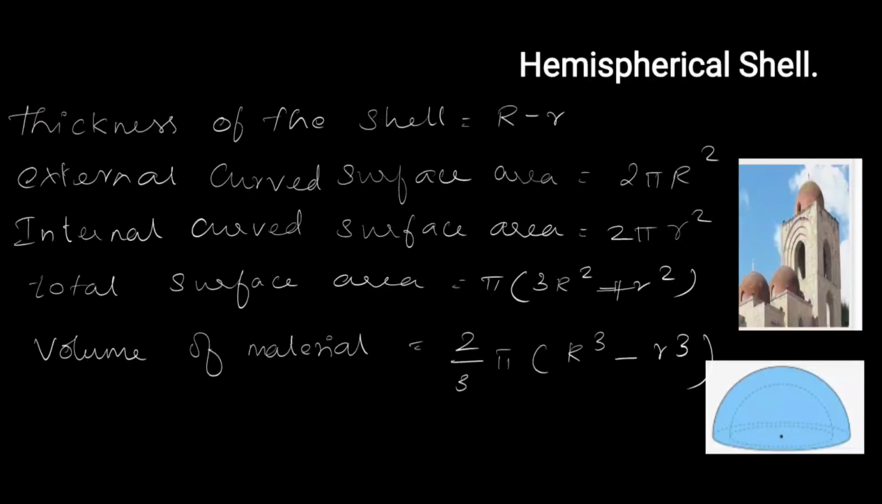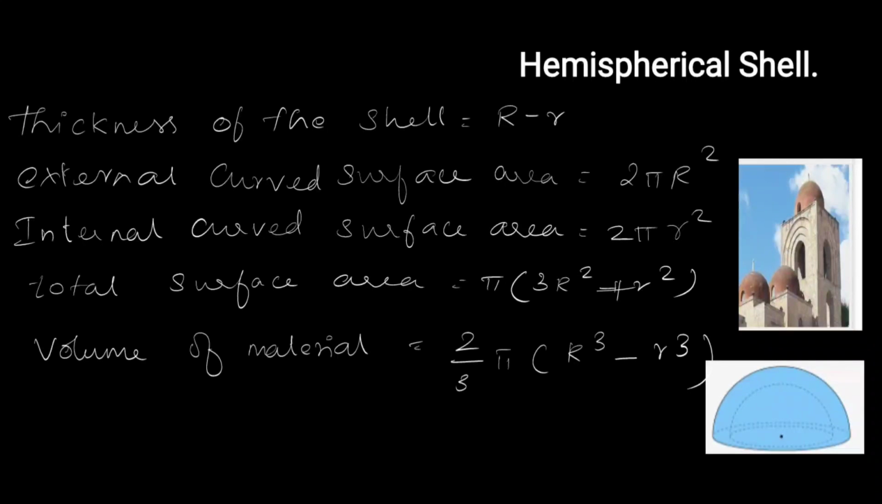Okay. Next, total surface area. Now, the total surface area is the addition of both the outer part and the inner part. Total surface area is equal to 3 pi capital R square plus 3 pi small r square. So this is the total surface area. It also has square units as its units.